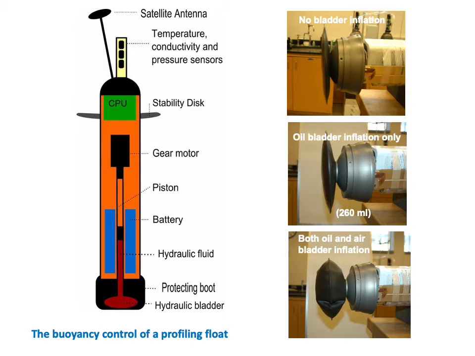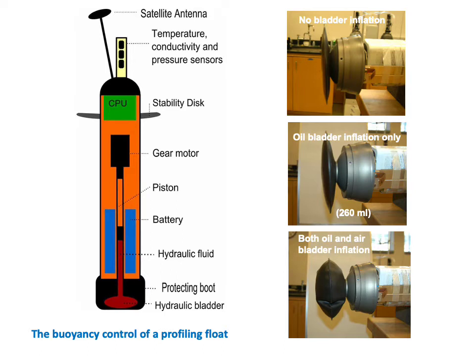This is how a float actually works. At least the Apex floats, this describes them. There's a motor that turns a screw. The screw then pushes a piston down. The piston pushes hydraulic fluid in a tube out into the bladder, causing the bladder to inflate.